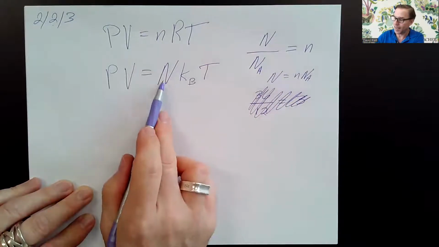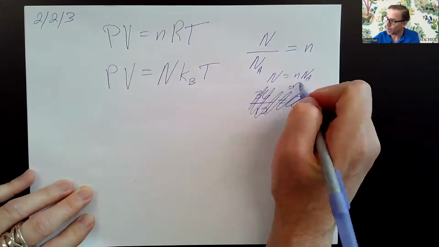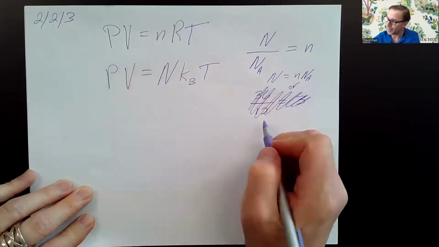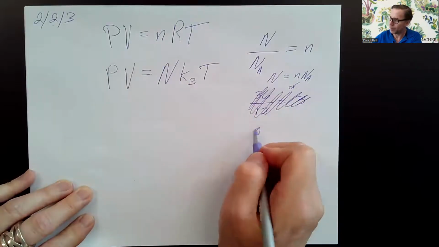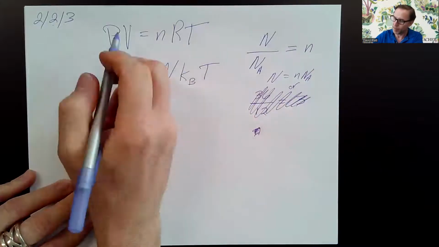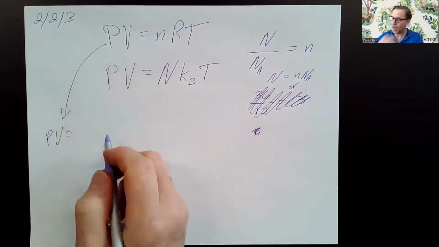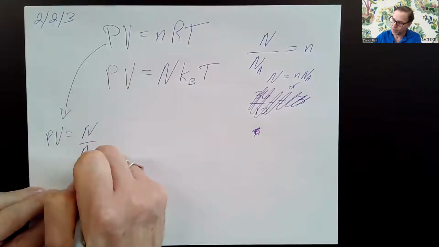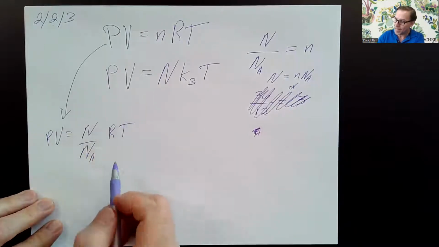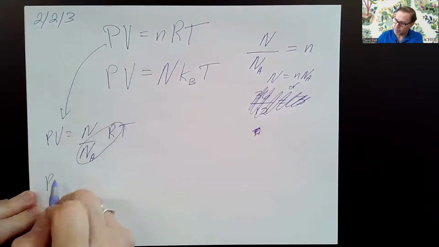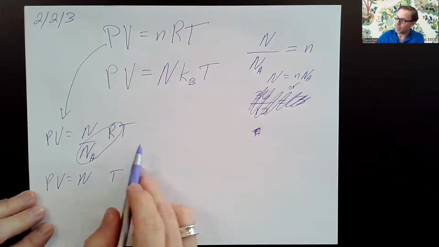So this N is n times N_A, or I could replace n with N over N_A, which I already have written there. So how did I get from here? PV equals, instead of little n, I'm going to write capital N over N_A, times RT. And so PV equals N, whatever's in that circle, times T, kB.